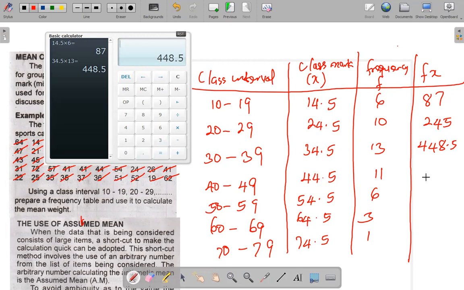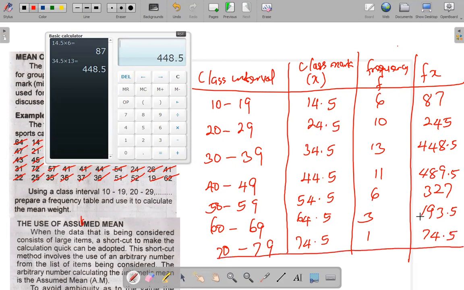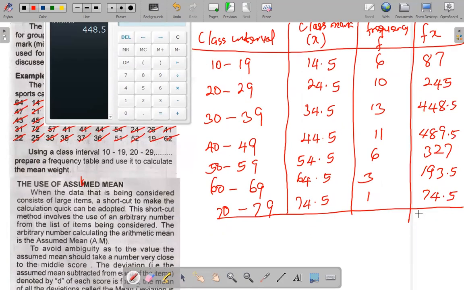And the next one, 44.5 times 11 is 489.5. 54.5 times 6 is 327. And 64.5 times 3 is 193.5. 74.5 times 1 is still 74.5. Then we need to add up the summation fx.